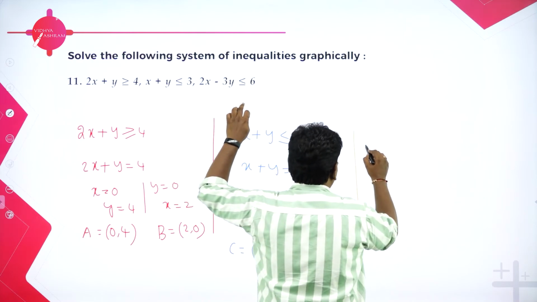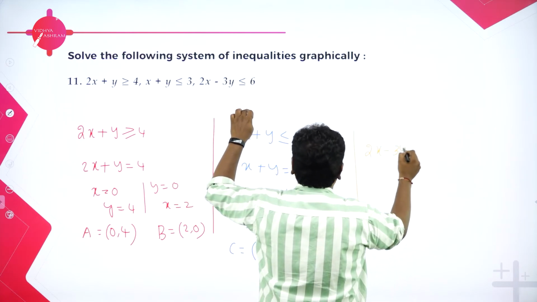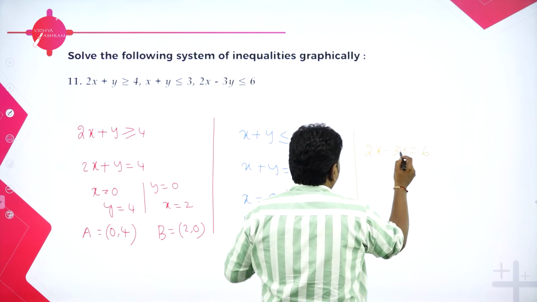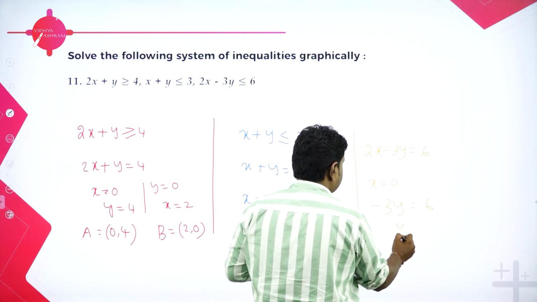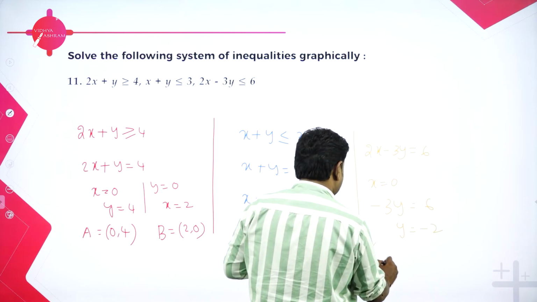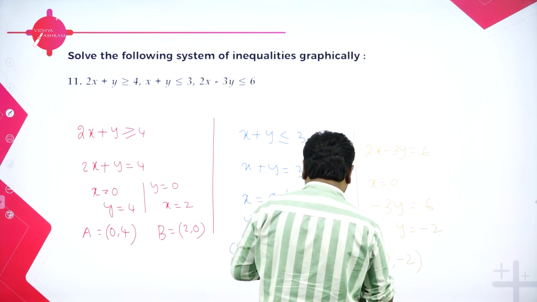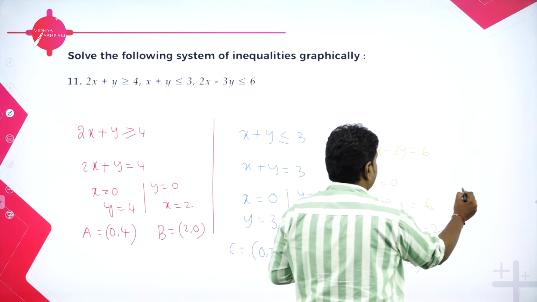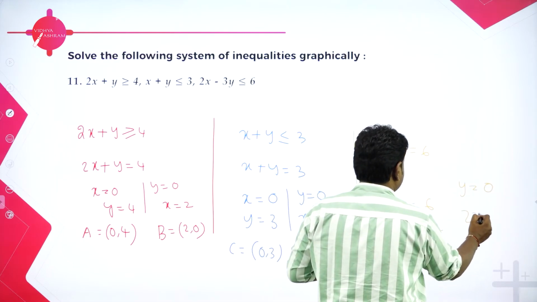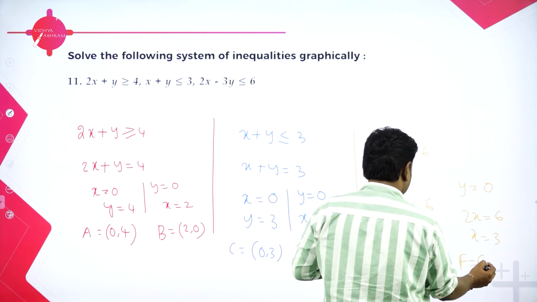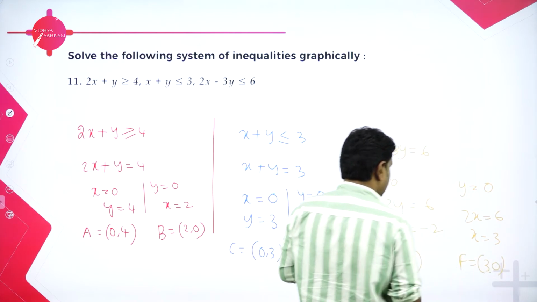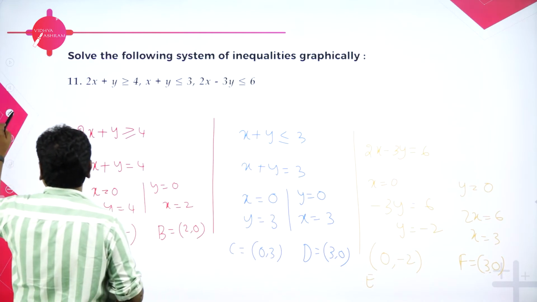And we have the third line, that is 2x minus 3y less than or equal to 6. I'll equate it to 6. X is 0, minus 3y is 6, and y is minus 2. So 0 comma minus 2, E. And y equal to 0, 2x is 6, and x is 3, F is 3 comma 0. Now we'll draw the graph.